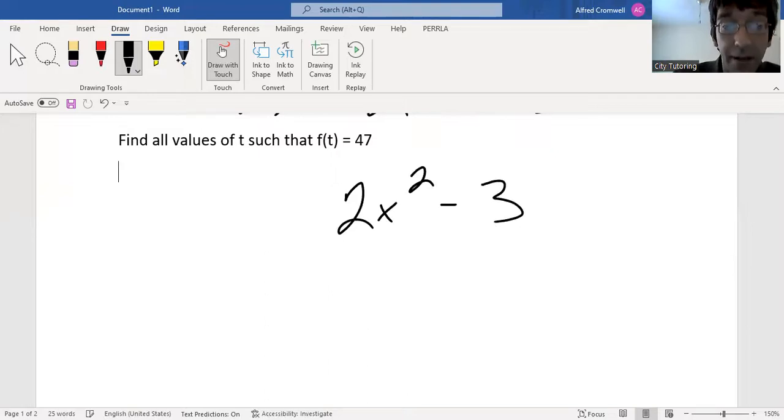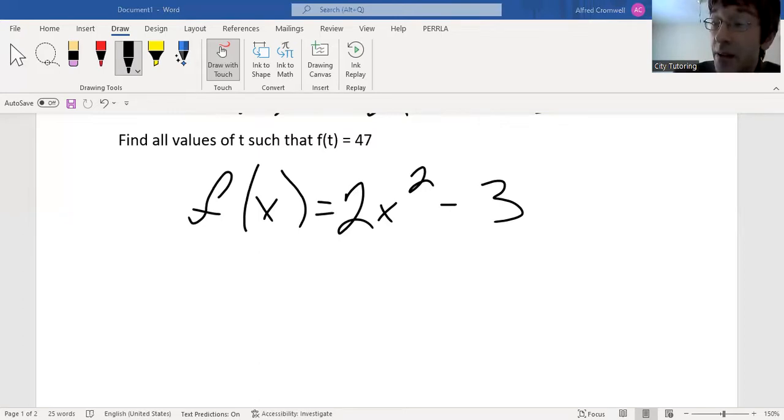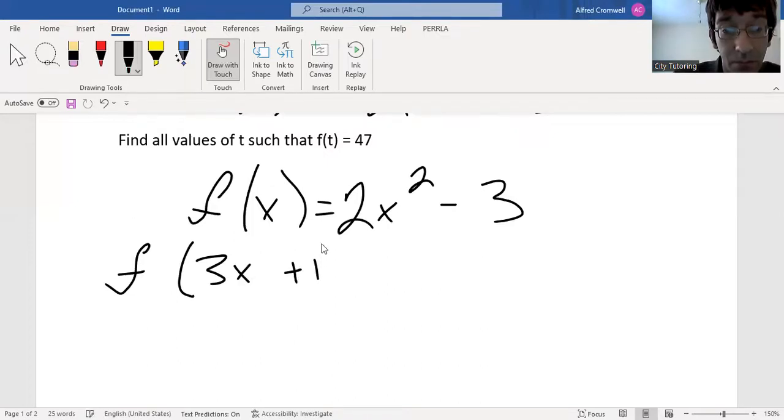Okay, and that was f of x. But now I want to evaluate it at f of 3x plus 1. Well, now this whole thing is what you have to plug into the x, right? So you can input an entire expression into a function by replacing the dummy variable with the new expression. So you can replace x here with the expression.